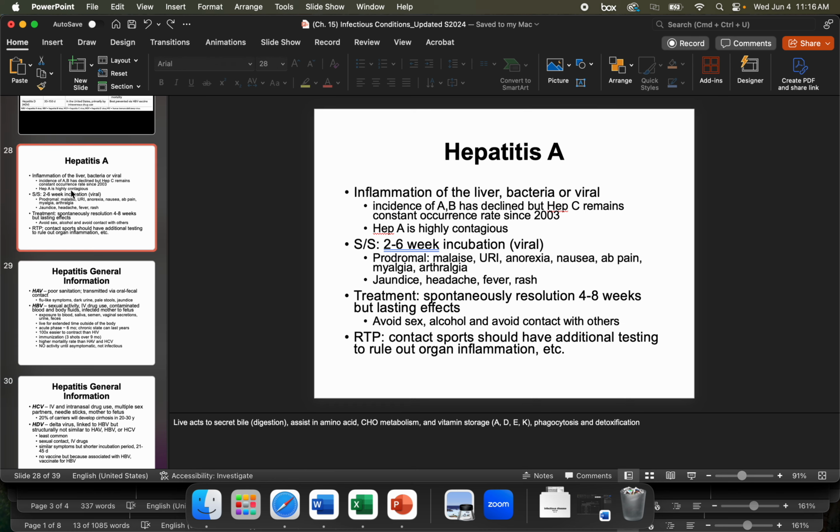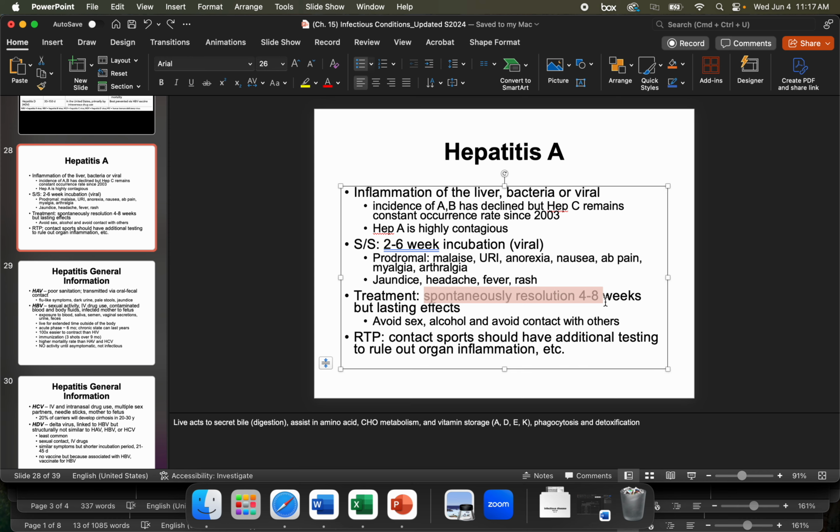Hepatitis A, oral fecal contact. Wash your hands after going to the bathroom. This is why we wash our hands after going to the bathroom. It's inflammation of the liver, bacterial or viral. Hepatitis A and B have both declined, but hepatitis C remains fairly consistent. I guess not much to say on this one. Treatment: spontaneous resolution eventually.